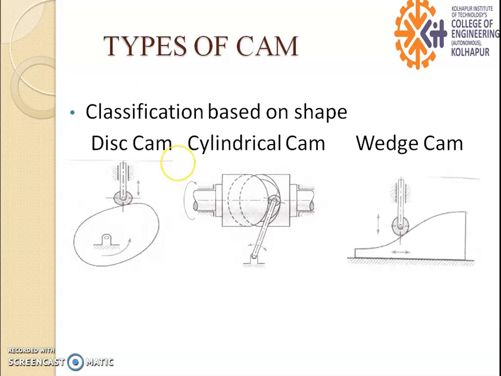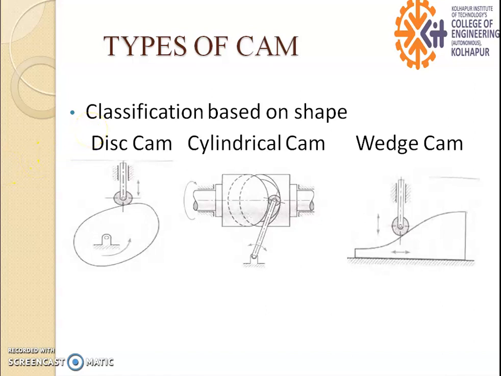Cylindrical cam and wedge cam. In a cylindrical cam, a cylinder which has a circumferential contour cut into a surface of rotation, the follower reciprocates or oscillates in a plane parallel to the axis of the cam. In a cylindrical cam, cylindrical roller followers are usually used. So if we compare disc cam with cylindrical cam, the disc cam has the follower plane at a right angle to the axis, and in the cylindrical cam they are in a parallel position.